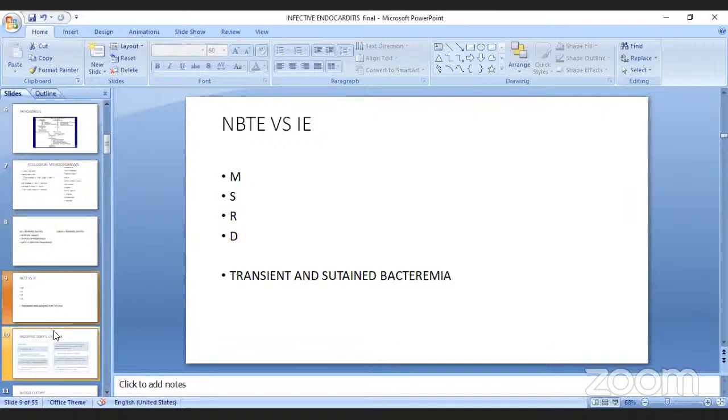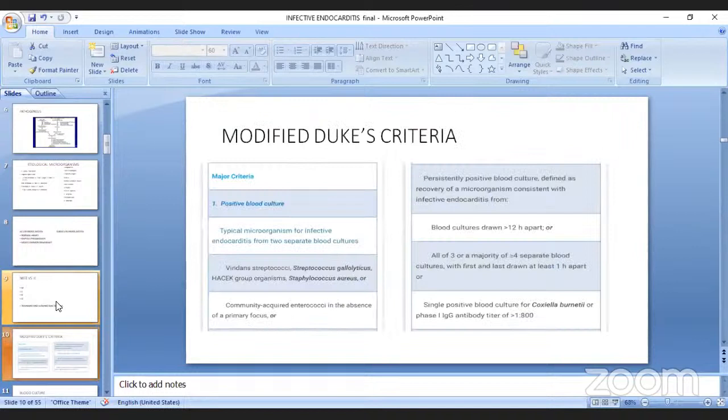Then we come to a very important thing, that is why infective endocarditis is a very important topic, because we come to now the modified Duke's criteria, and line to line you should not forget, because in any line you can get a question. So what is major criteria and what is minor criteria? Let me just tell you first.